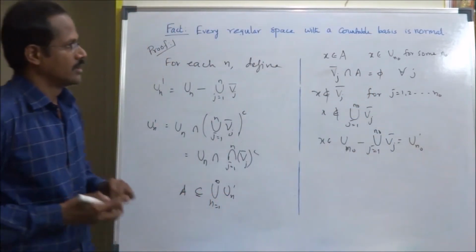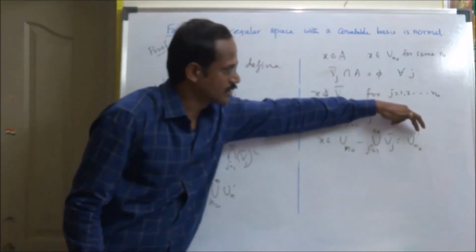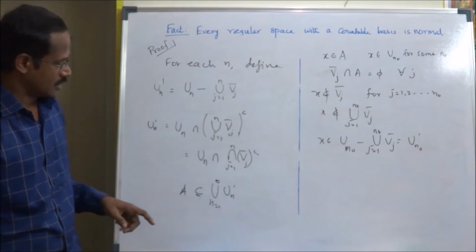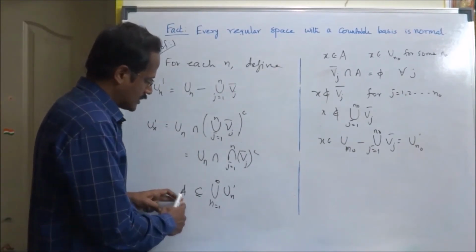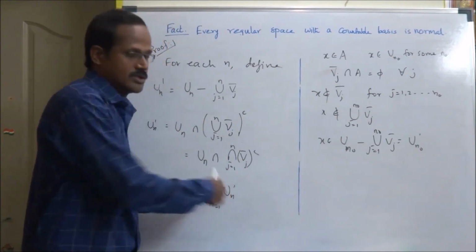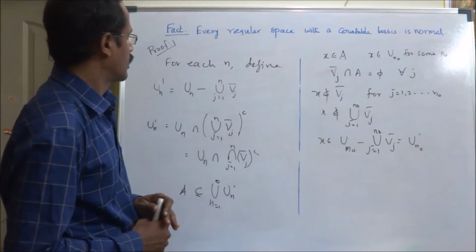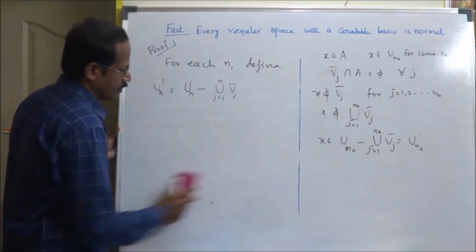So if you give the point x in A, it is in Un naught for some n naught, and in Un naught dash. Therefore every point of A lies in some of these Un dash, which means that A is contained in the union of Un dash. Similarly, you can define the Vn dash.